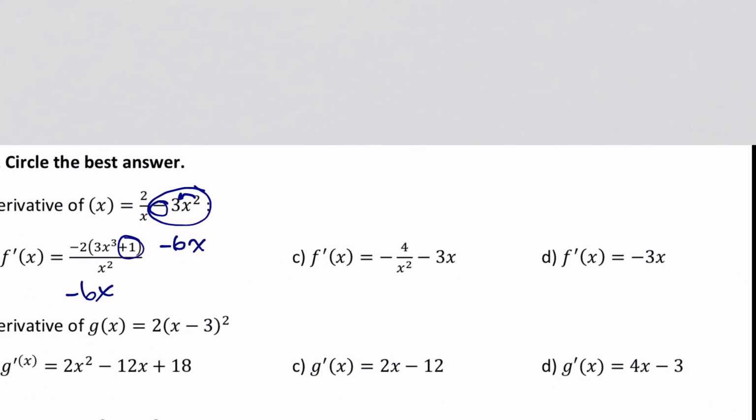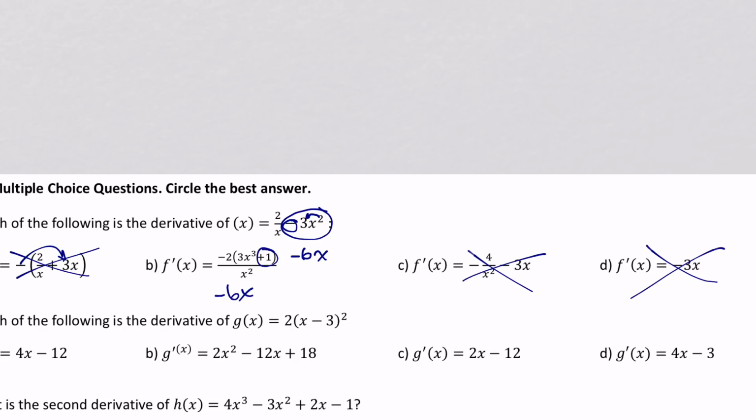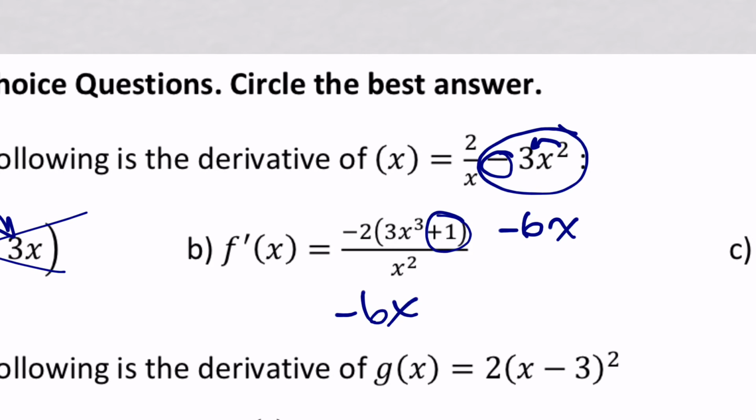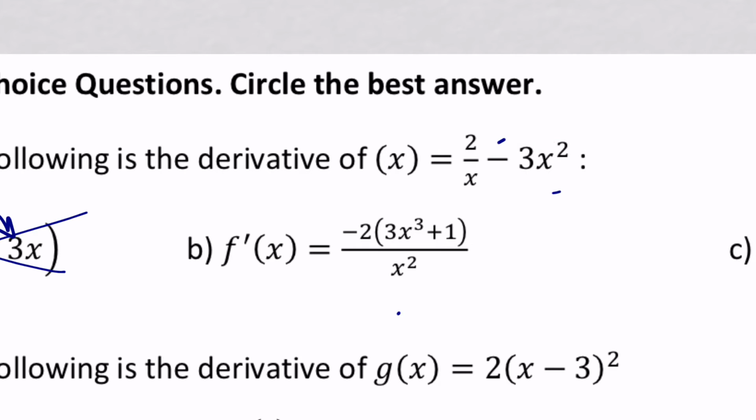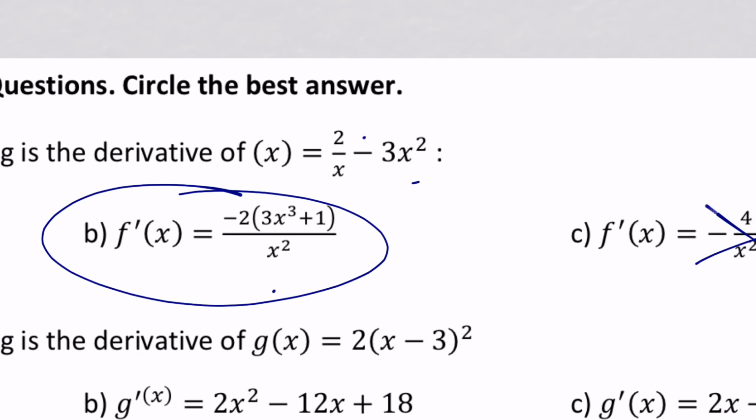Let's see if any of the other ones do. No, that one doesn't, so that's out, and no, that one doesn't. So this is the only one that even has a minus 6x in it, so this has to be our answer. As a multiple choice test taker, I would stop there and say that B is my answer. Now how about I show you how we actually get that as the derivative of this.